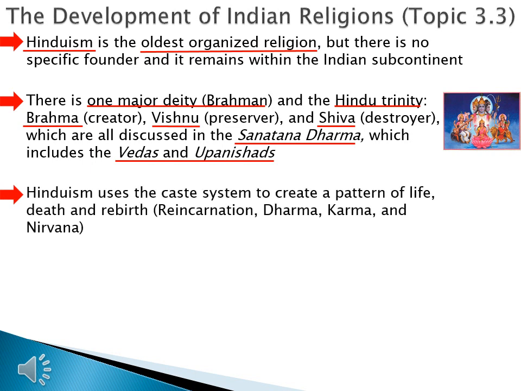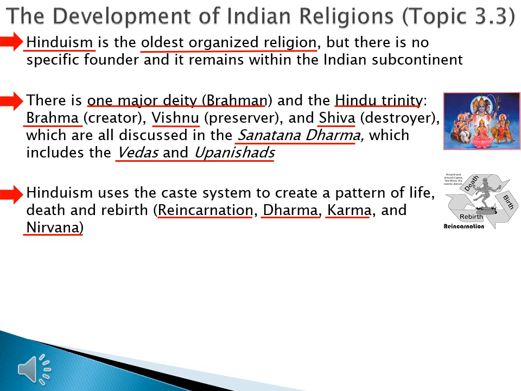Hinduism also uses the caste system to create a pattern of life, death, and rebirth. You have reincarnation, you are born into a caste. You have your dharma, that's the way you're supposed to live in your caste, you have your karma. If you live the way you're supposed to live, you get good karma. If you don't, you get bad karma. And then one of two things happens. You are either reincarnated into a higher class or a lower class, or you reach nirvana, which is the ultimate escape from Earth.